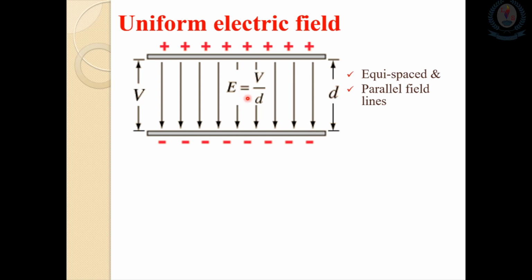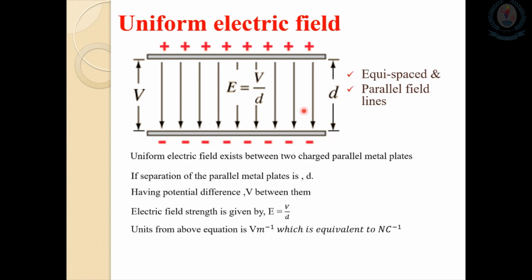So the electric field strength relationship is given as E, electric field strength, equals the potential difference of the two plates divided by the separation. A uniform electric field strength exists between the two charged parallel plates. As the plates are parallel, you have to understand that it is a uniform electric field. The separation is d and the potential difference is V, so the electric field strength is given by V over d.